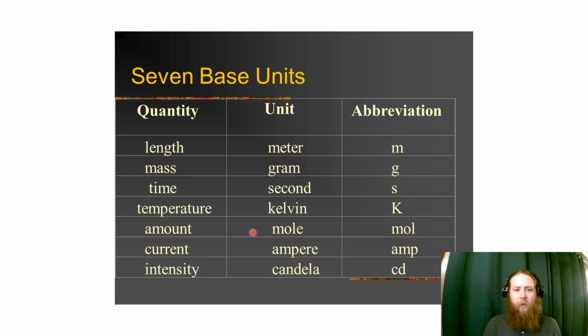But the big 4 that we'll be using are length, mass, time, and temperature. Length is in meters, which goes by M. Mass is in grams, which is G. Time is in seconds. And temperature is in Kelvin. And Kelvin is very closely related to Celsius, and we'll discuss that at a later date.